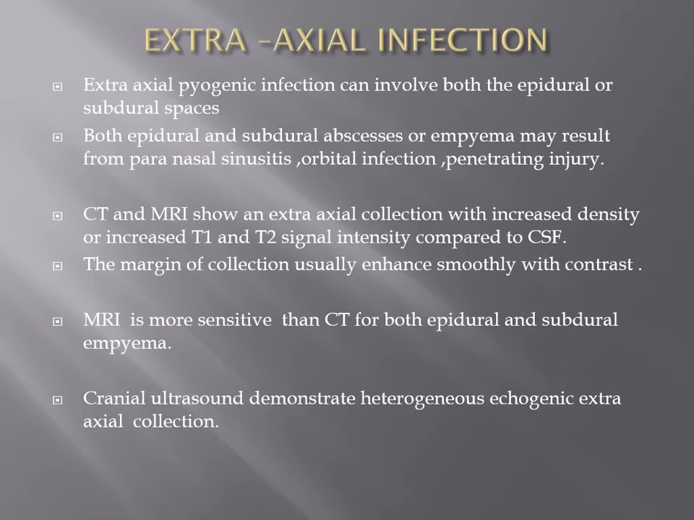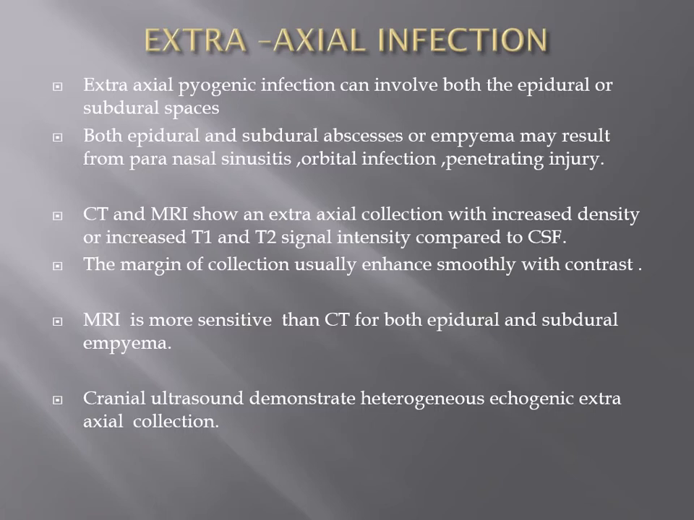The other part of central nervous system infection is extraaxial infection. Extraaxial pyogenic infection can involve both the epidural or subdural spaces. Both epidural and subdural abscesses or empyema may result from paranasal sinusitis, orbital infection, or penetrating injury. CT and MRI show an extraaxial collection with increased density or increased T1 and T2 signal intensity compared to CSF. The margin of the collection usually enhances smoothly with contrast. MRI is more sensitive than CT for both epidural and subdural empyema.